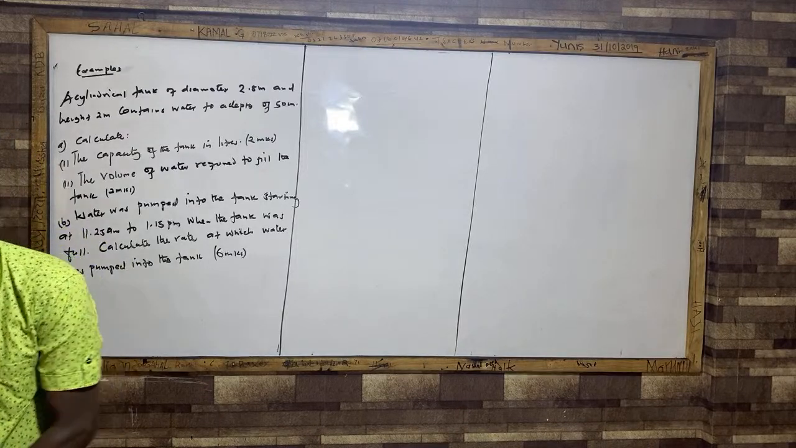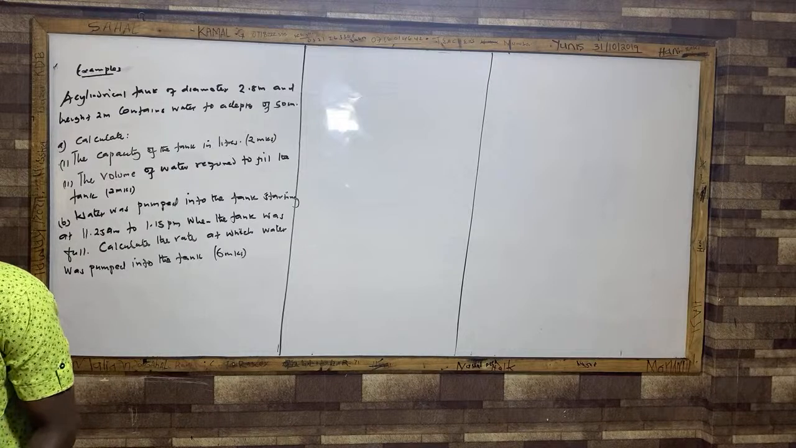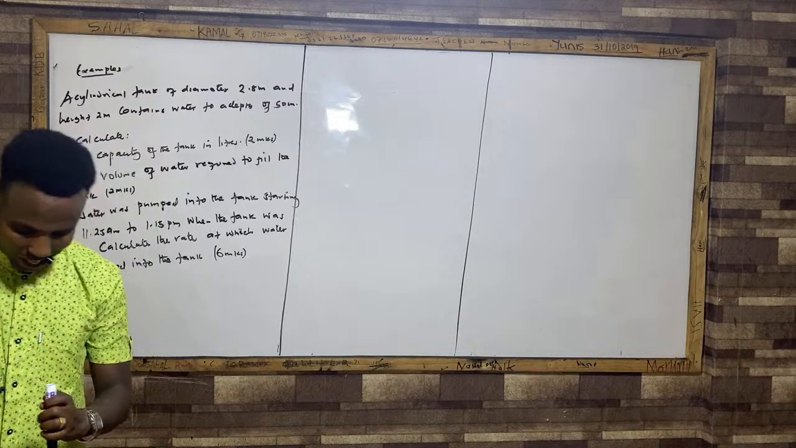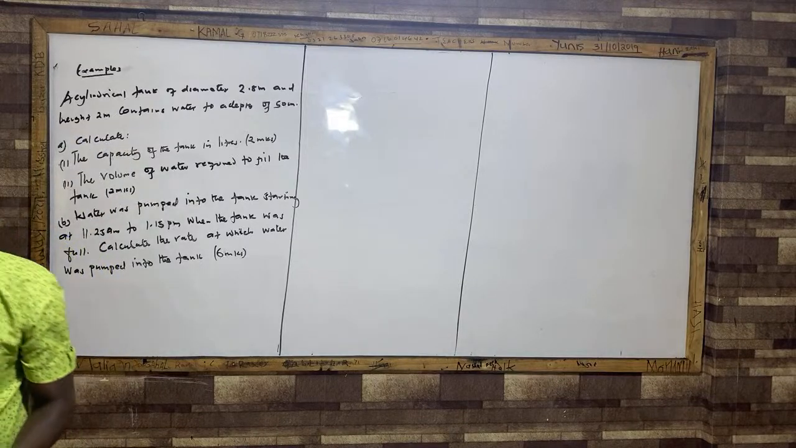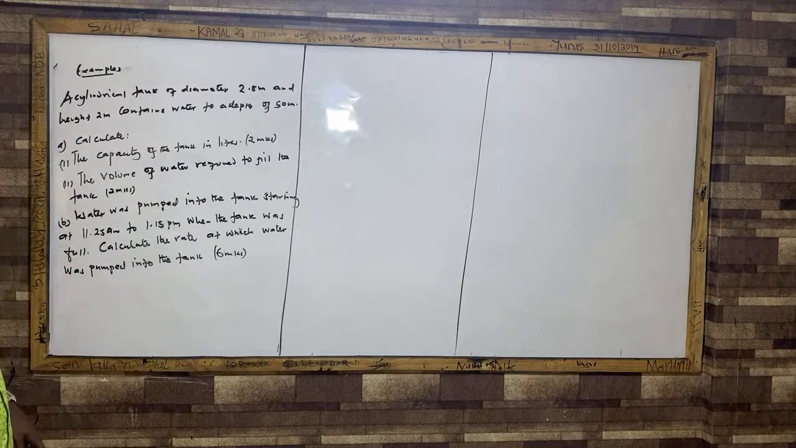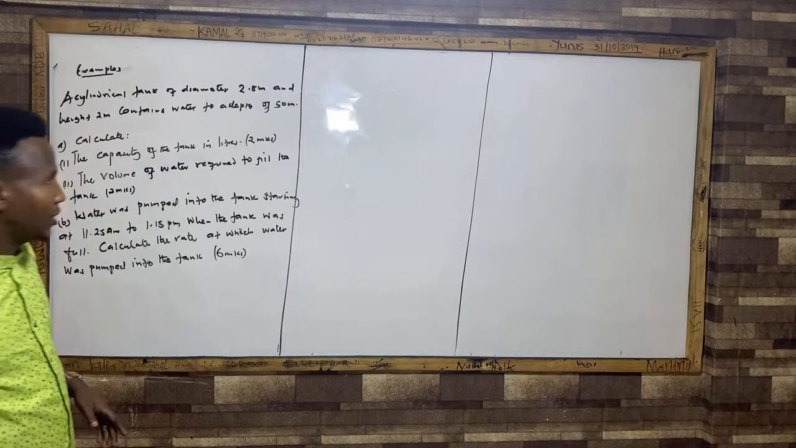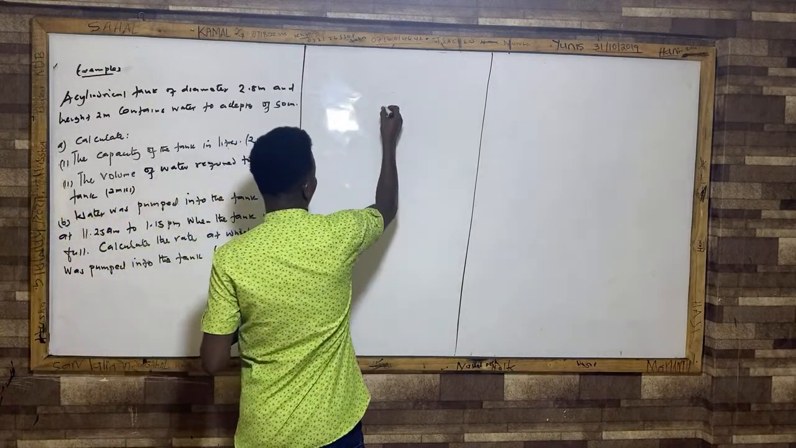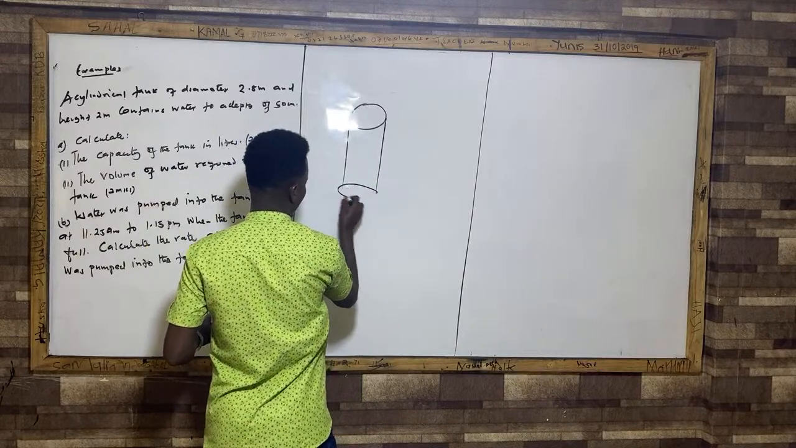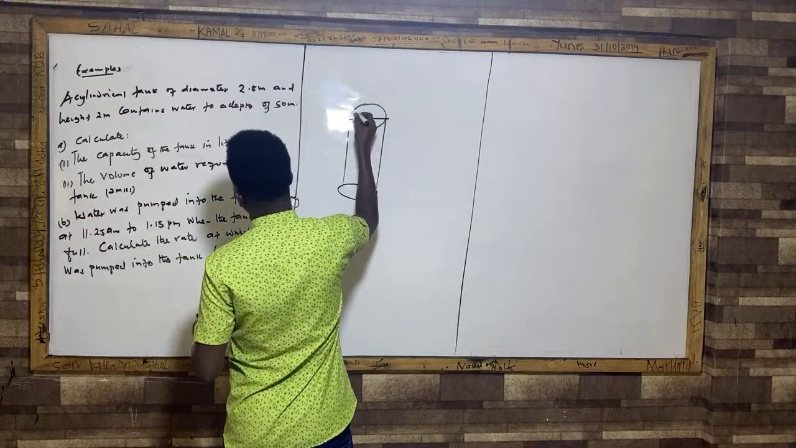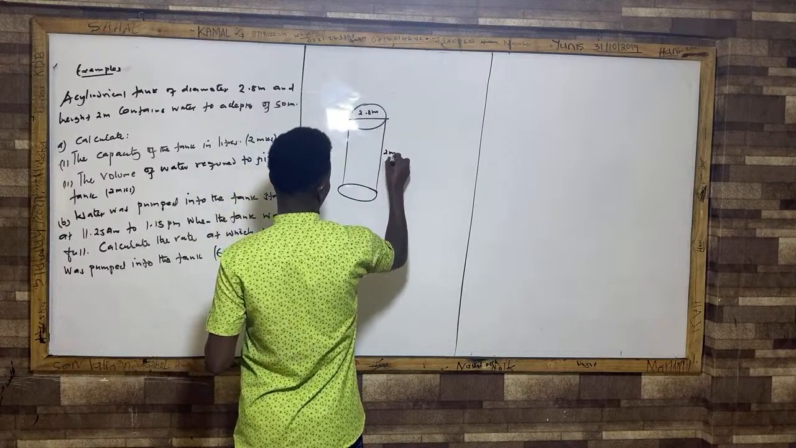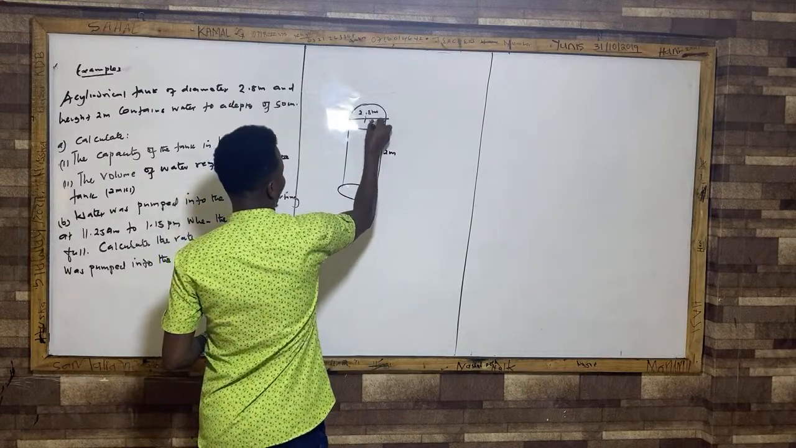Now let's go. What are we going to do? Here, understanding the nature of the question is very important. We are told a cylindrical tank, so this time we're going to sketch a cylinder. This is our cylinder. The diameter is 2.8 and the height is 2 meters. So the radius will be 1.4.